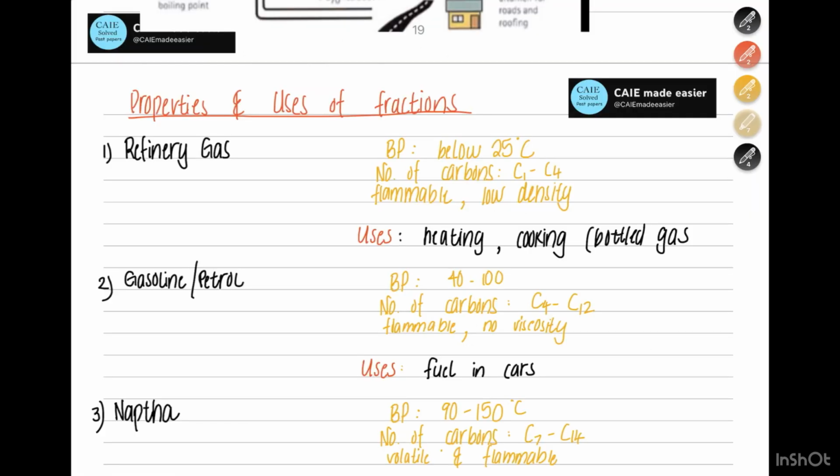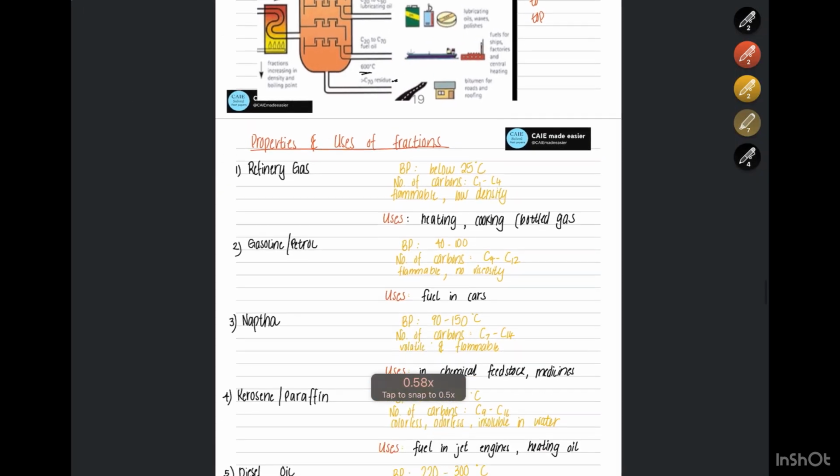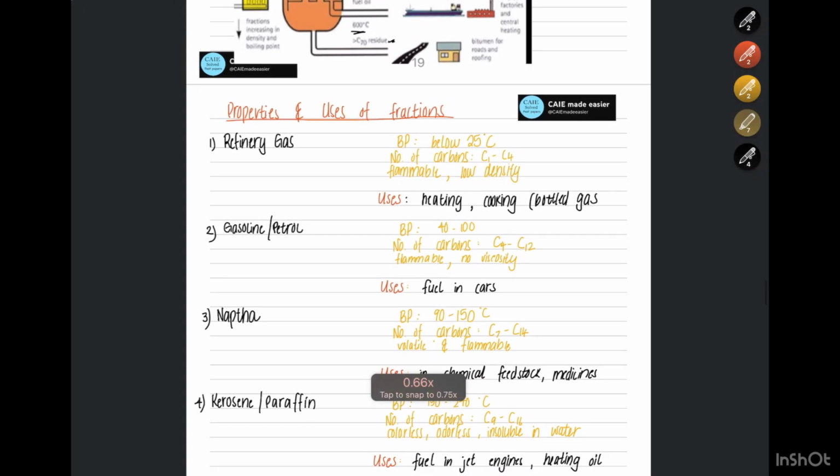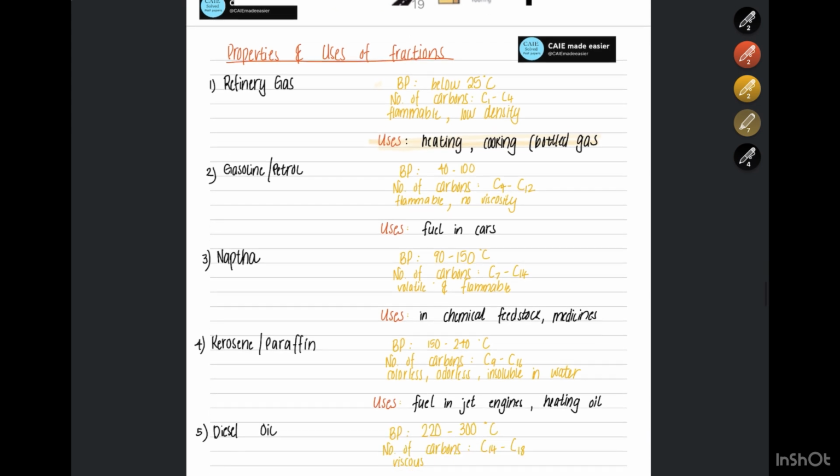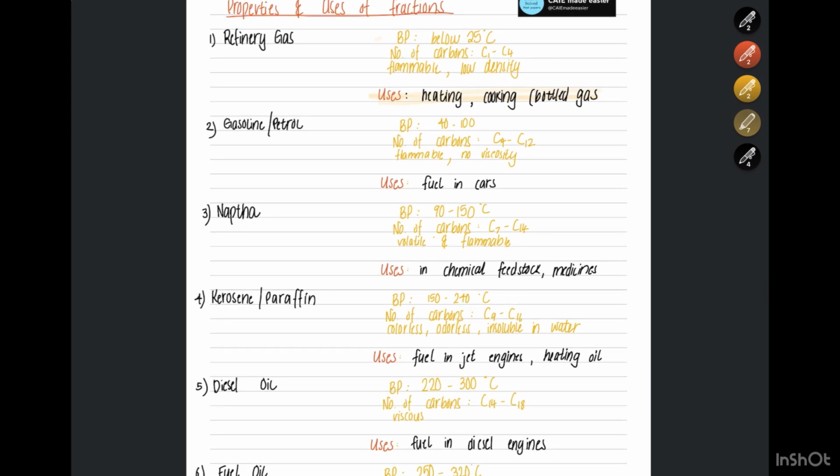Alright, so now we will look at the properties and uses of the following fractions that were obtained from petroleum. Now I want you to focus on uses because you will be asked about uses, and you need to have a general idea about the boiling point and the number of carbons and all that. So first is refinery gas. Its boiling point is very low, and its number of carbons is also very low. What are its uses? For heating and cooking. It's stored in bottled gas.